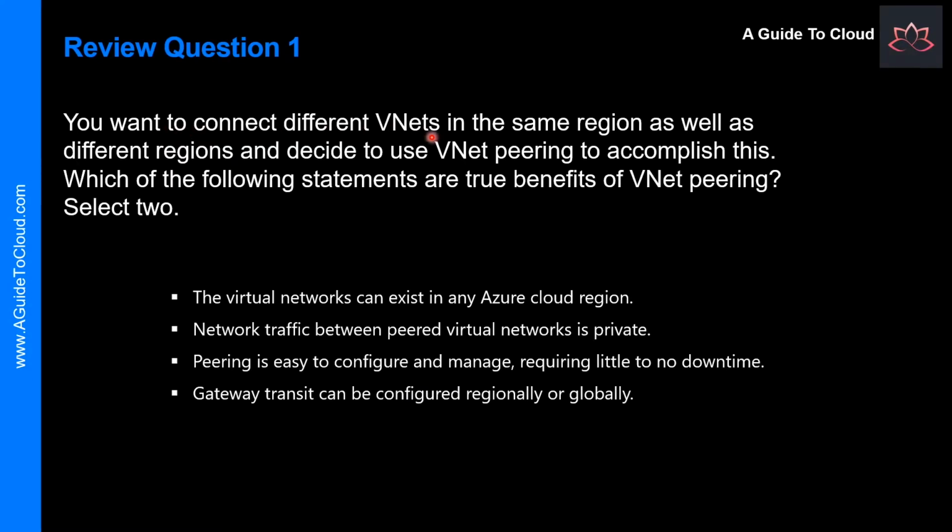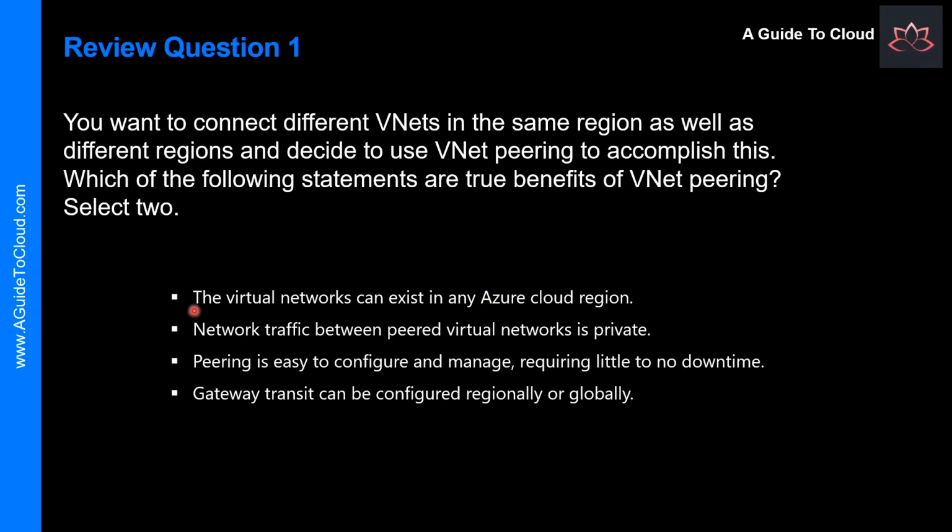You want to connect different VNets in the same region as well as different regions and decide to use VNet peering to accomplish this. Which of the following is the true benefit of VNet peering? And we need to select 2 to complete the whole solution. So I'm basically going to read out the statement to find if that statement is true or not.